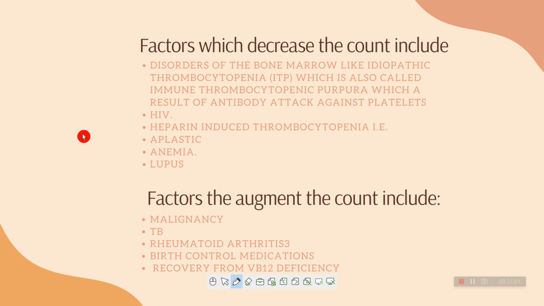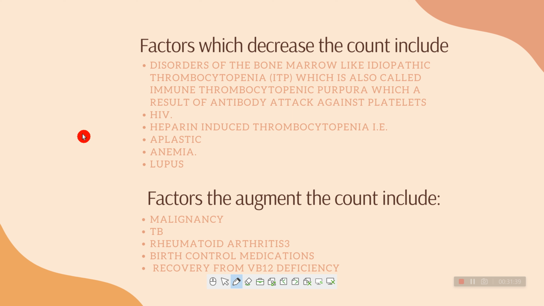When the platelet count is decreased below the normal range, it is called thrombocytopenia. It can be observed in the case of anemia or ITP, which is idiopathic thrombocytopenic purpura. Alright, which is a result of antibody attack against the platelets. It can also be observed in the case of HIV. The platelet count is decreased in the case of dengue. Also in the case of typhoid, the platelet count can be observed to be decreased. Then in the case of aplastic anemia, the platelet counts are decreased.